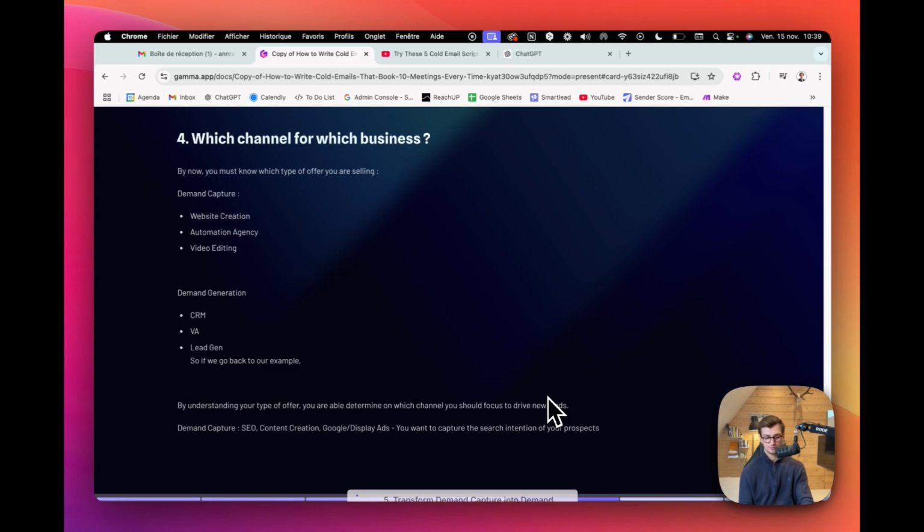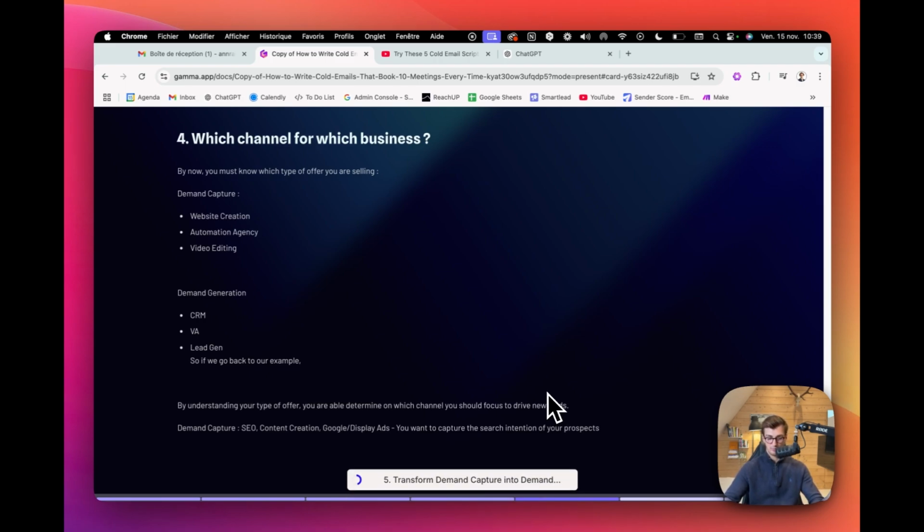As an example, for demand capture, if your product is demand capture, you should place your product or your service as much as possible on the web where people write in their purchase intention so they can match your service. SEO, content creation, Google, display ads. So you want to capture the search intention of your prospects.